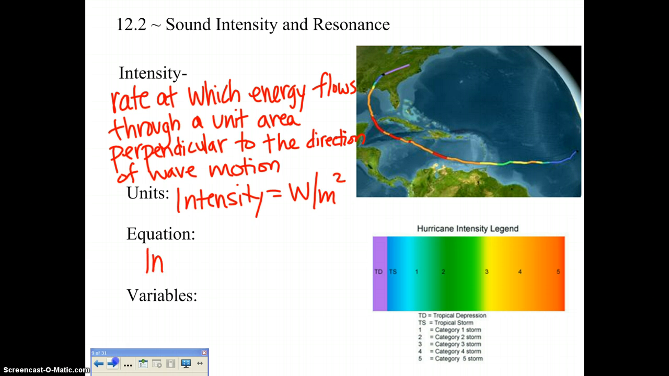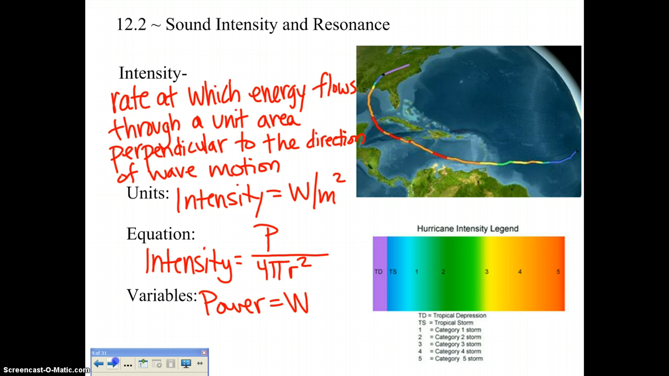Therefore, the equation is intensity equals, I apologize, erase that, guys. It is power over 4 pi r squared. Power is measured in watts, and radius has to be measured in meters. Therefore, intensity is watts per meter squared. Okay, watts per meter squared.